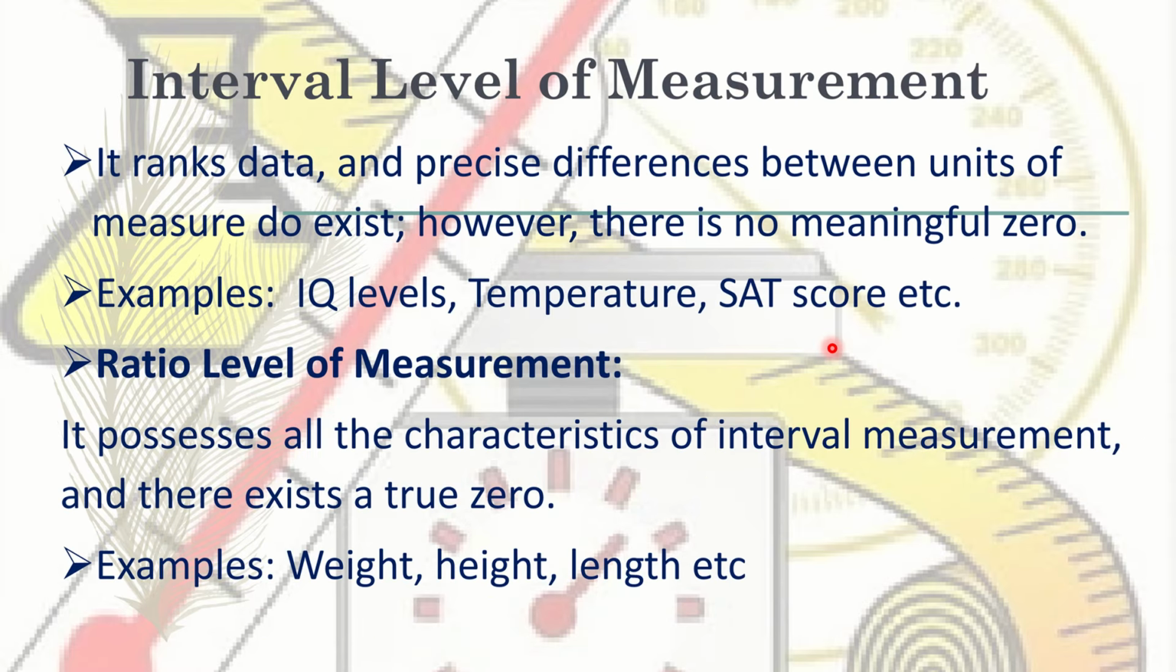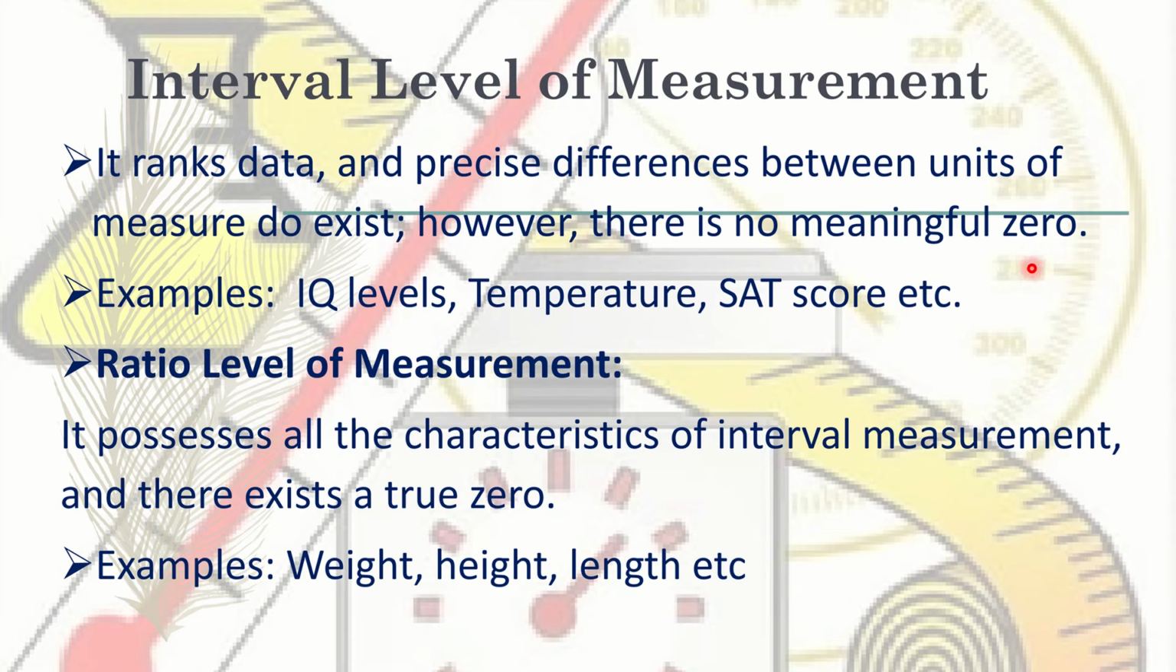The next one is interval level of measurement. It's obviously ranking the data, classifying the data. There will be a specific rank as well. It can be imposed on it, and there will be a specific, precise difference between two classes or two groups, but there will be no meaningful zero.